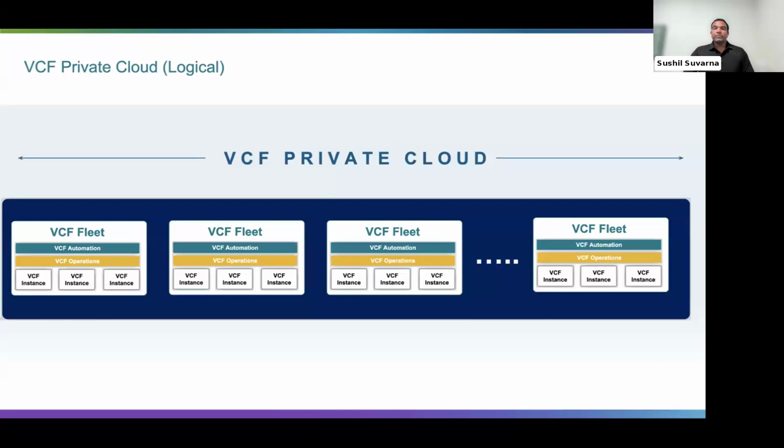If you do have multiple VCF fleets, and this can happen if there are certain scale and latency requirements for what a single VCF automation and a single VCF operations can actually handle, or if you just have an organizational preference to carve out your infrastructure into different silos, you can still do that. Multiple different VCF fleets come together and form a VCF private cloud. So this is how all of this comes together in our new vision for VCF.